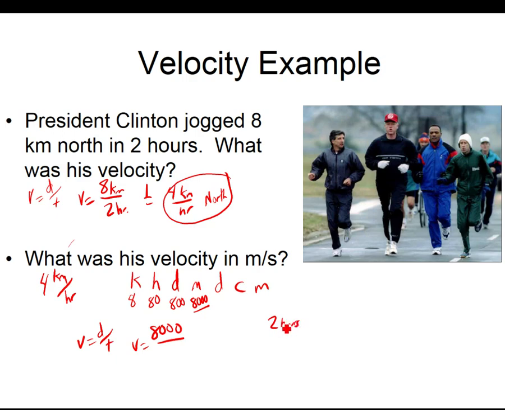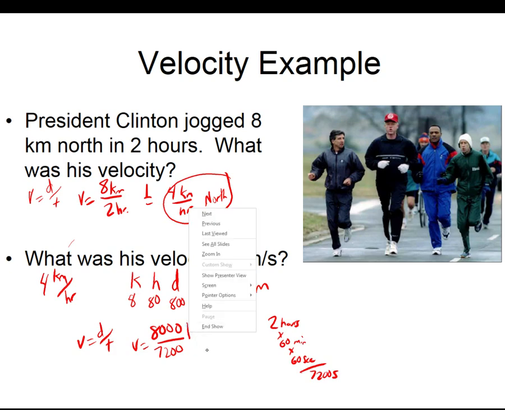That's a lot of seconds, right? Because there are 60 minutes in an hour, and then there are 60 seconds in a minute. So I'm going to multiply 2 hours times 60 again, and that gives me 7,200 seconds. So there are 7,200 seconds in 2 hours. So I'm going to put that down there, 7,200. This was meters. I can write it. Okay, this is seconds.